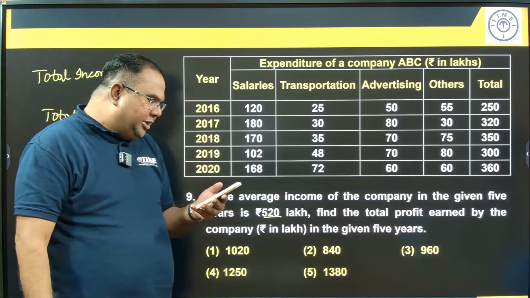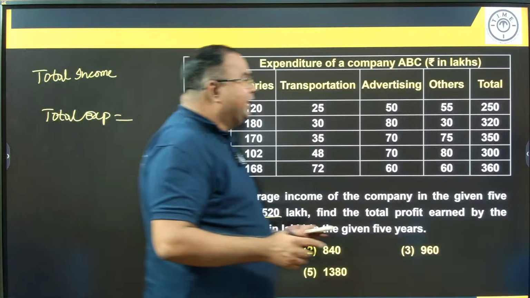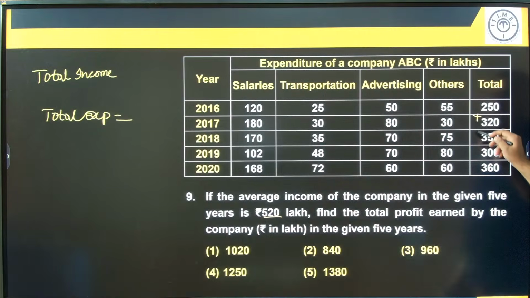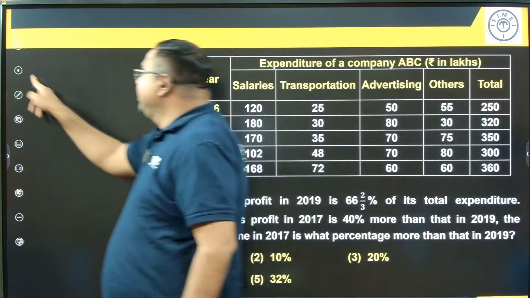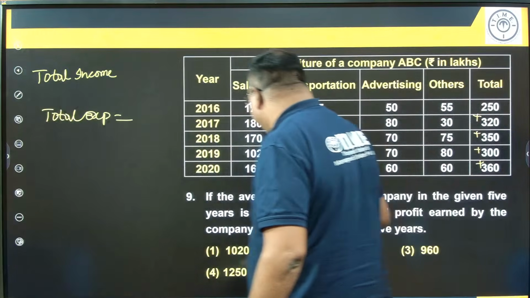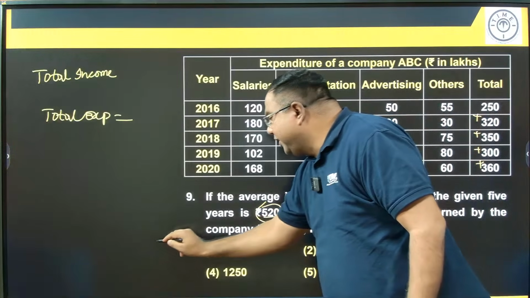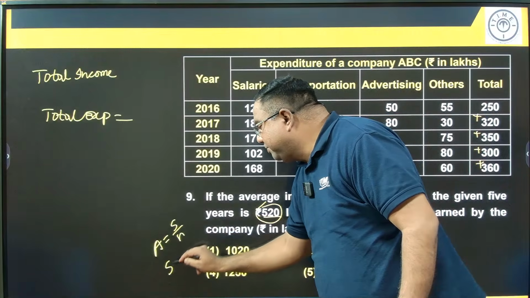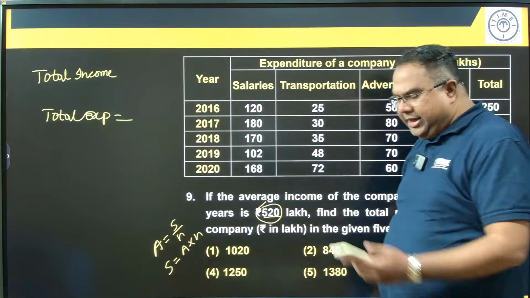Total profit is total income minus total expenditure. Total expenditure is given here. Simply, you need to add this to get your total expenditure. This is very straightforward. Average income is given here, 520. So, what is average? Average is equal to sum of quantities divided by total number of quantities. So, what is sum? Simple. Average into number of quantities.